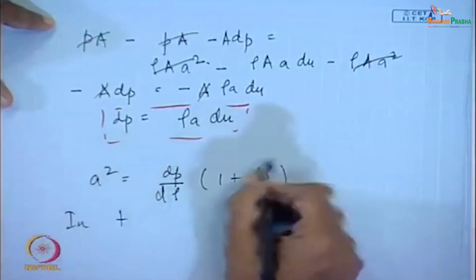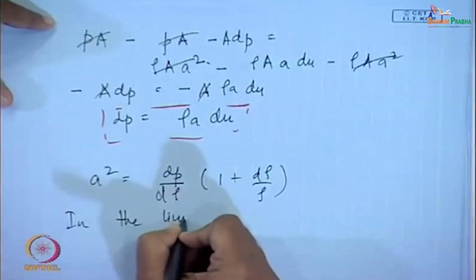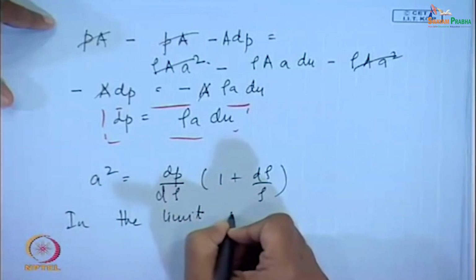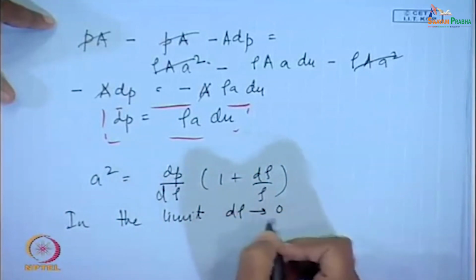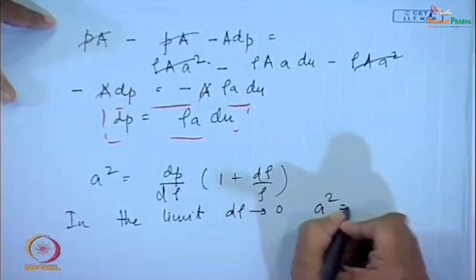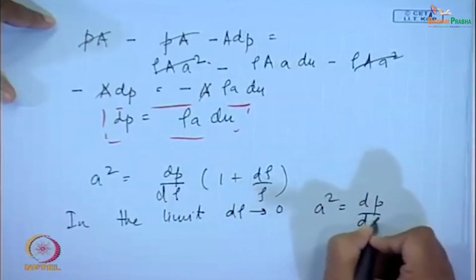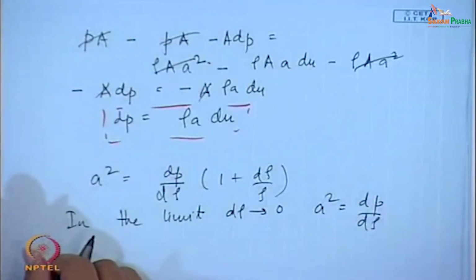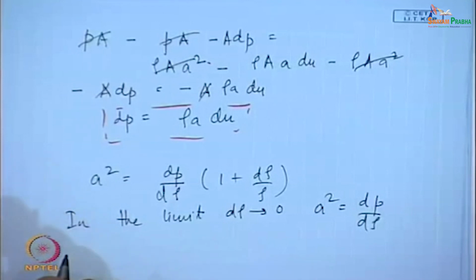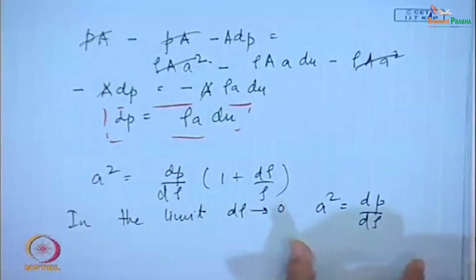You can cancel out this term at the very beginning, or you can do it at this stage as well. In the limit d rho tends to 0, what do we get? a squared is nothing but equal to dP by d rho. Agreed?